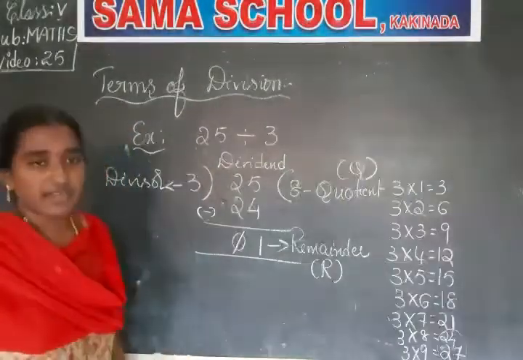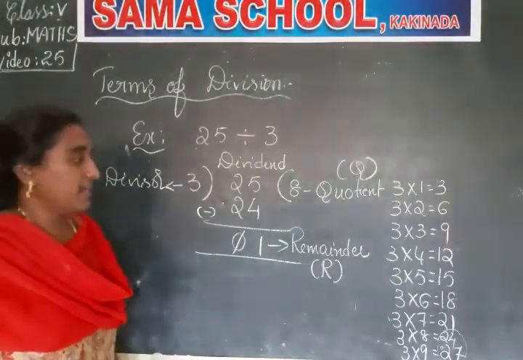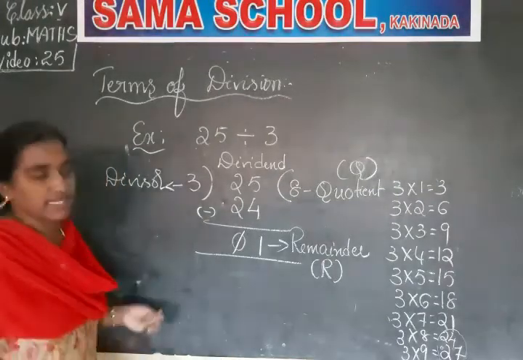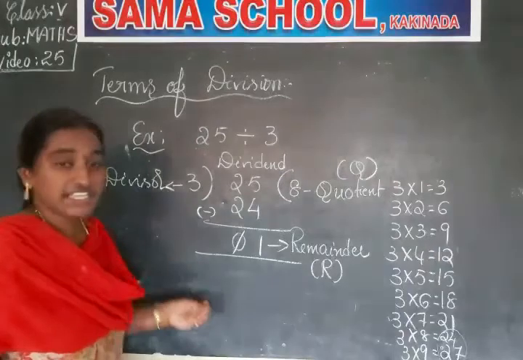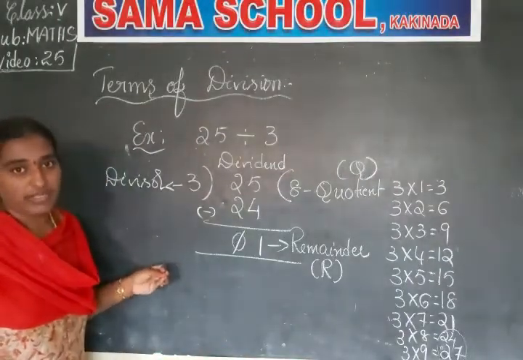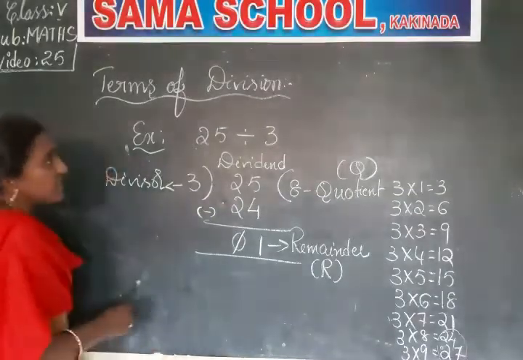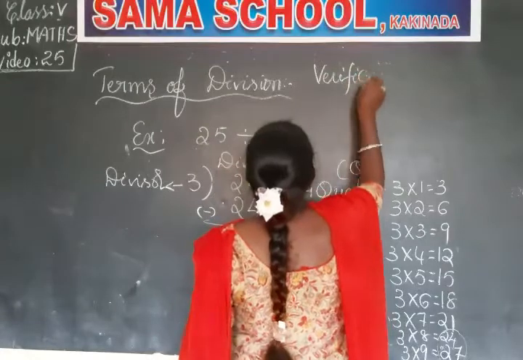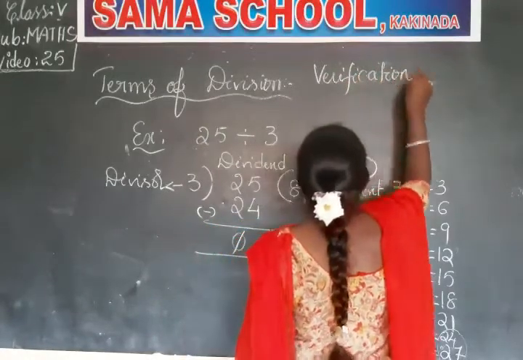Here we have done the division. And here we may get a doubt whether we did it in a correct way or not, whether we got the correct answer or not. And we have a facility to check the answer, whether we did the division correctly or not. That is known as the verification formula.